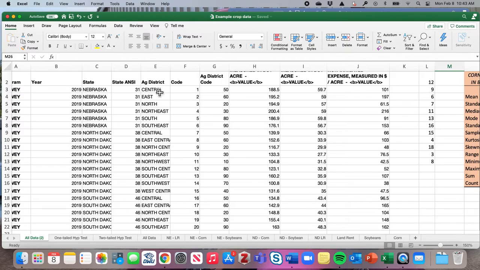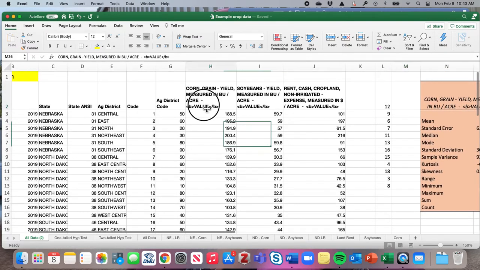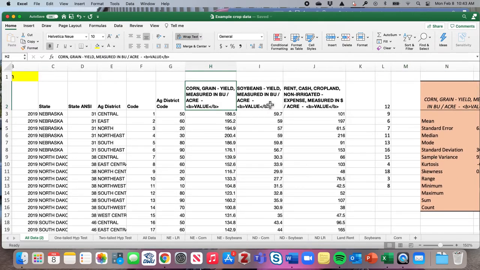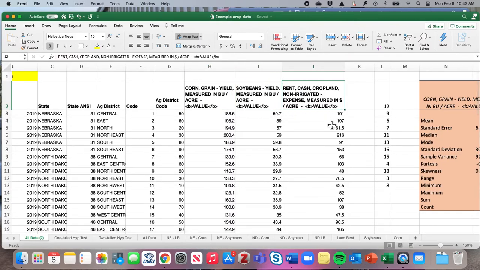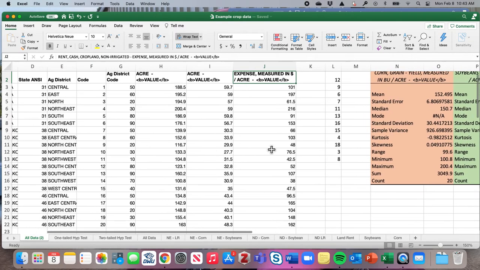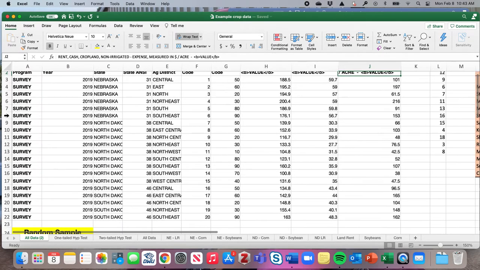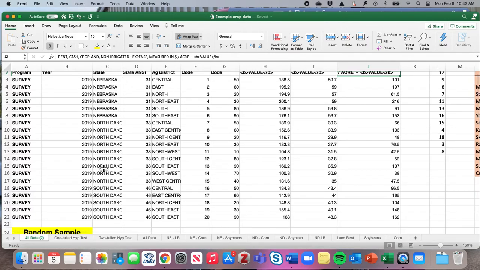Nebraska, different agricultural districts. We're looking at the corn yield measured in bushel per acre, the soybean yield measured in bushel per acre, and the rental price for cropland measured in dollar per acre. This is my whole population. I have 20 different data points, just like you should have in your sample set or in your project. You should have 20 total elements that represent your population.